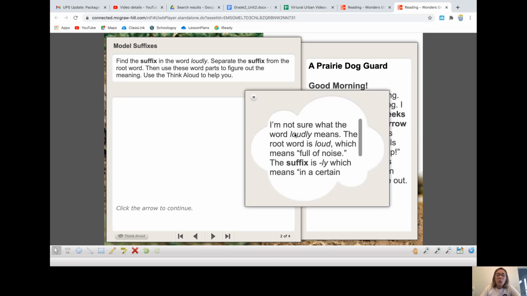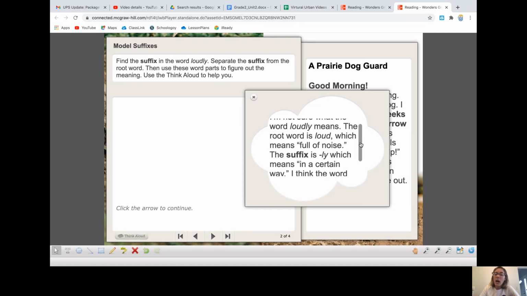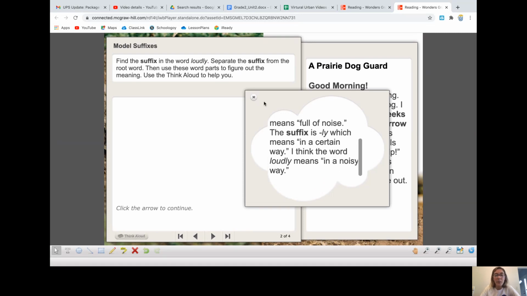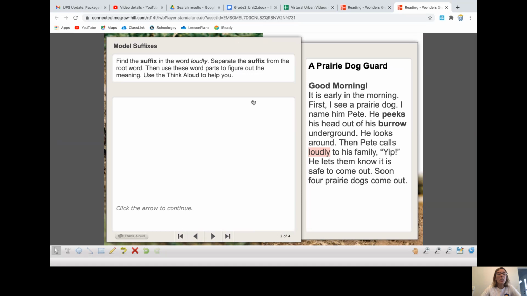All right, so I'm not sure what the word loudly means. The root word is loud, which means full of noise. The suffix ly, which means in a certain way. So I think the word loudly means in a loud way. So I'm going to go ahead and write that down. Now I want you guys to write this down on your piece of paper with me.